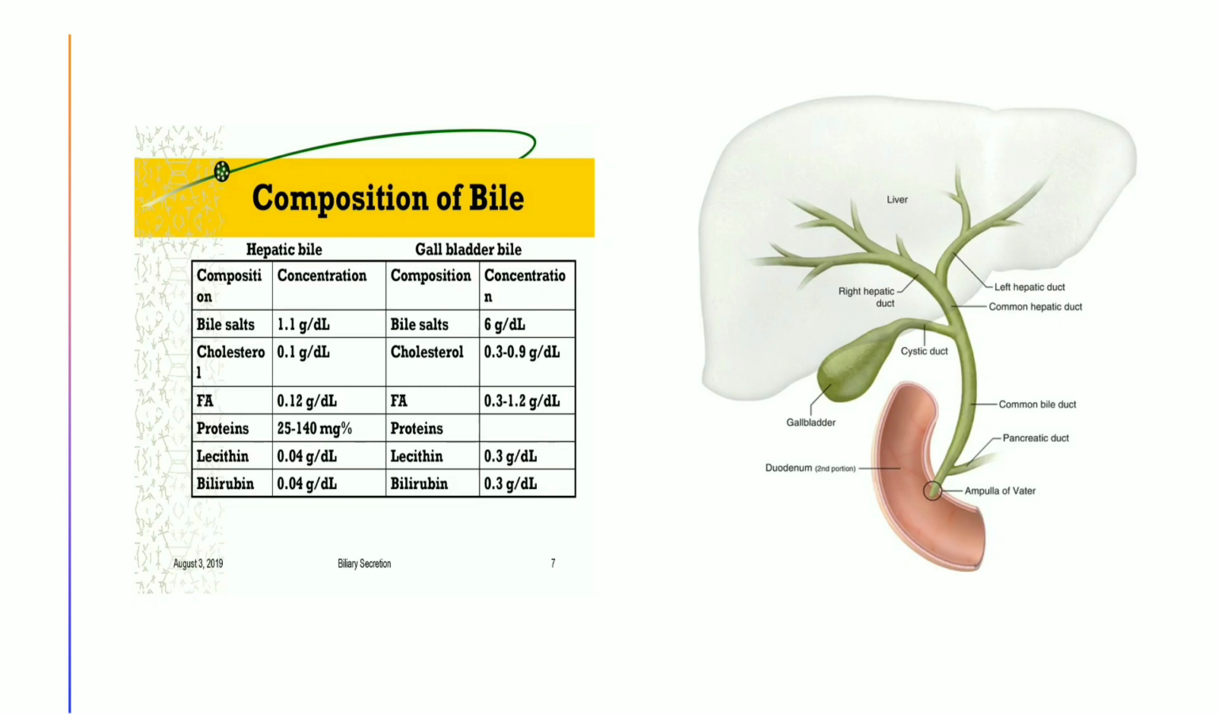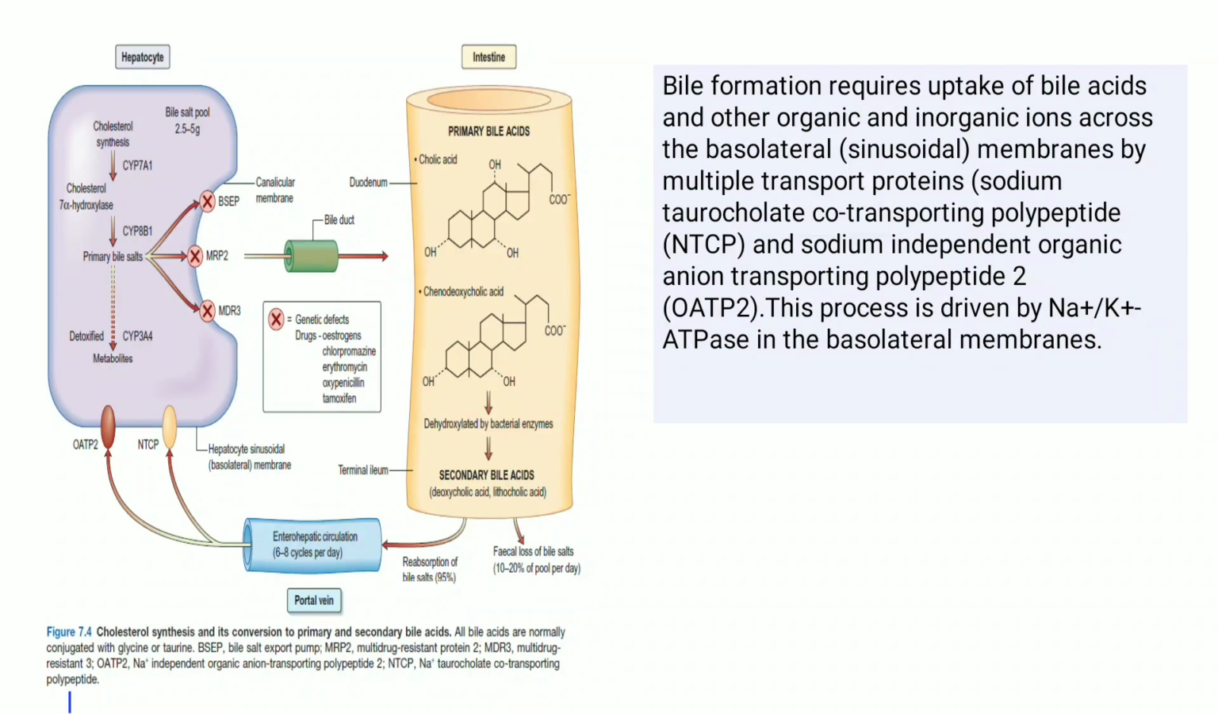And what is the function of bile in the second part of the duodenum? That we all know, because bile will help in the emulsification of fat and absorption of different fats and fat soluble vitamins.